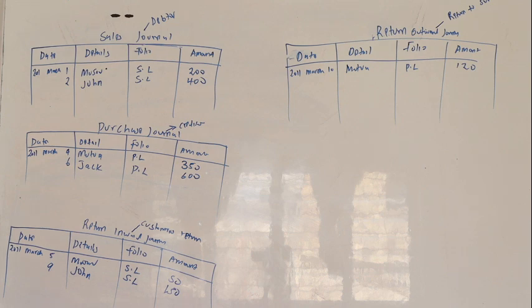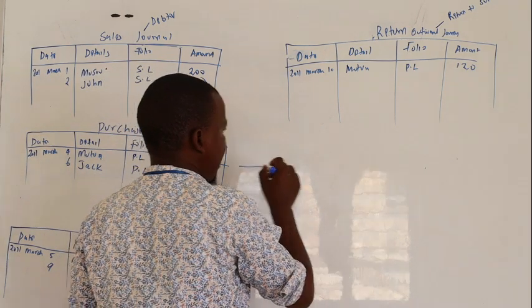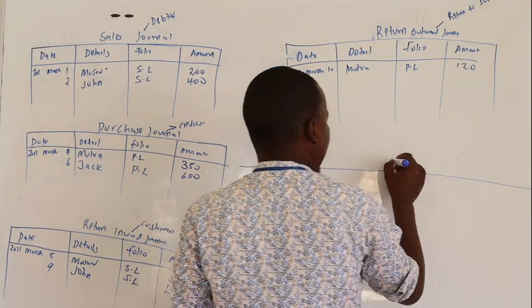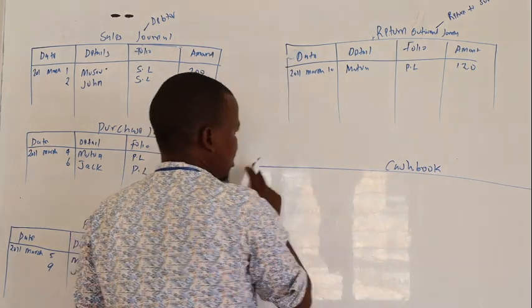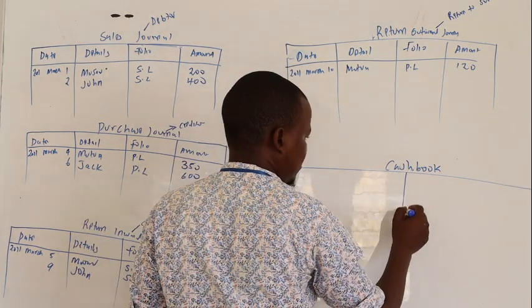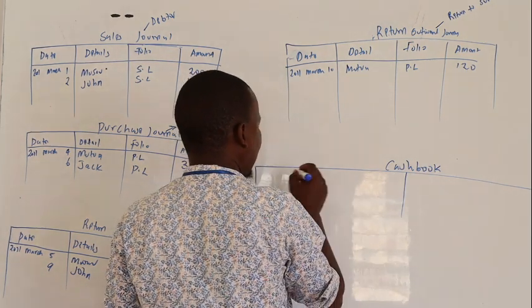They were returns. Then the other date was date 12. Paid Jackson, so that will go to cash book. Let me prepare a small cash book here. Cash book, as I said, it is the one which receives money. It is the one which receives money.